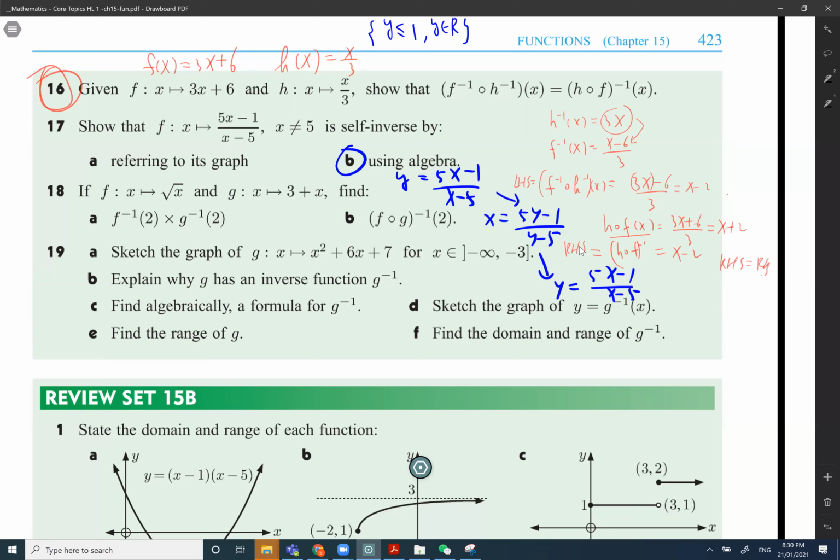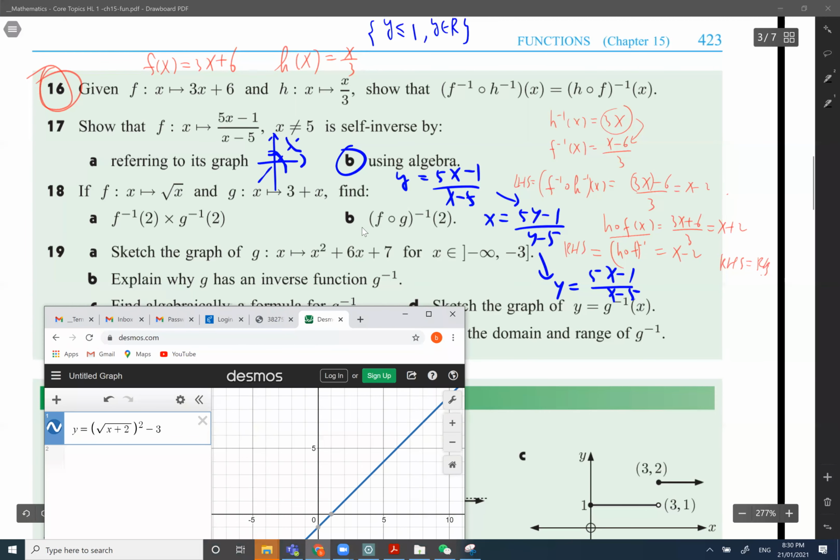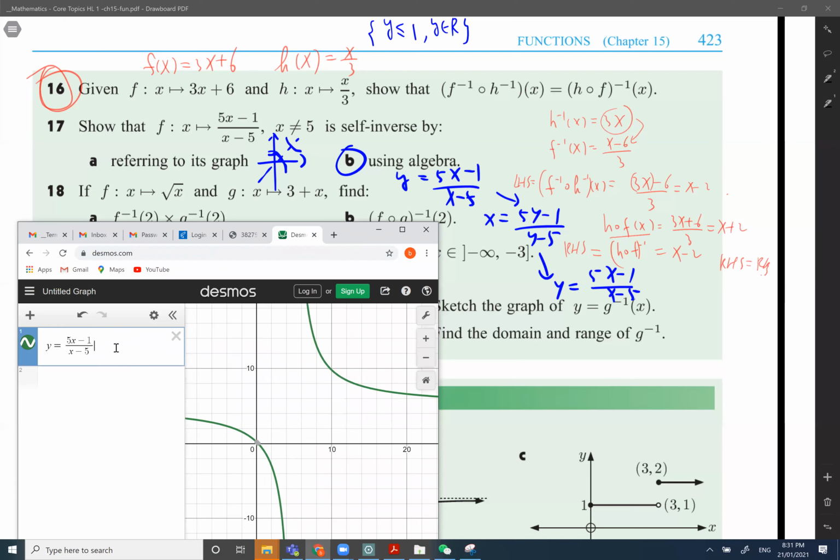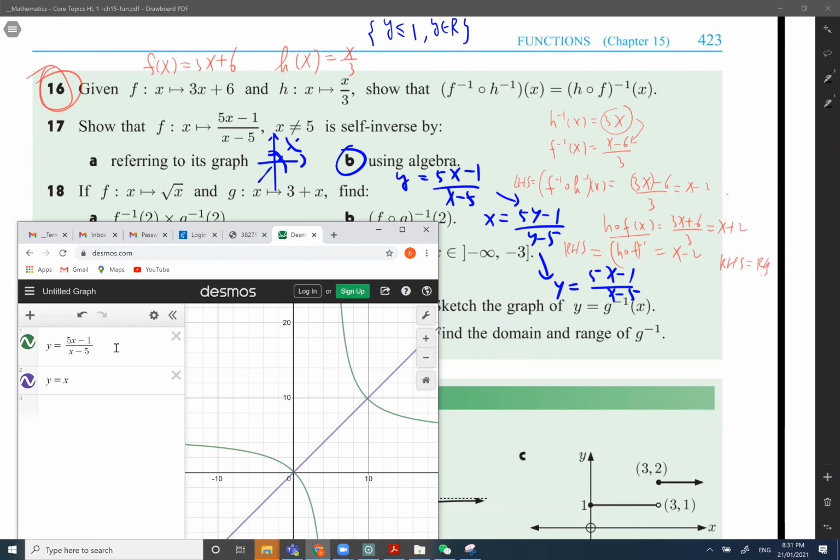On the graph, because the inverse and original function are reflections about y equals x, this graph should be around like this. They're really just symmetrical about y equals x. So for a self-inverse, if we sketch it using technology, it's a reflection of itself about y equals x. Check here. If you sketch y equals x, it's already a reflection about y equals x. That's why it's called self-inverse.